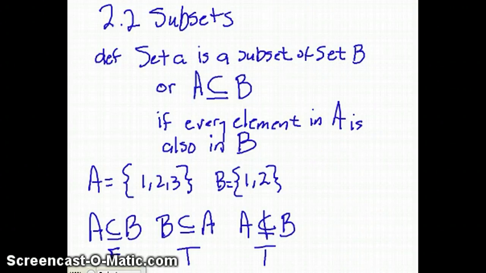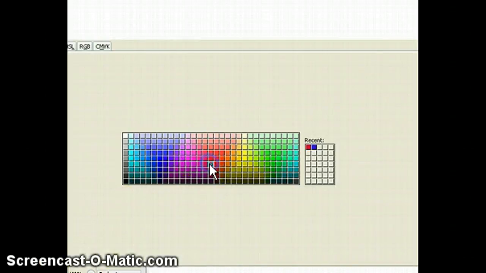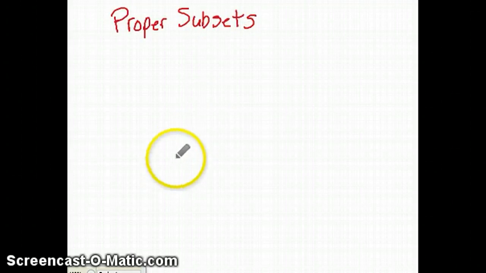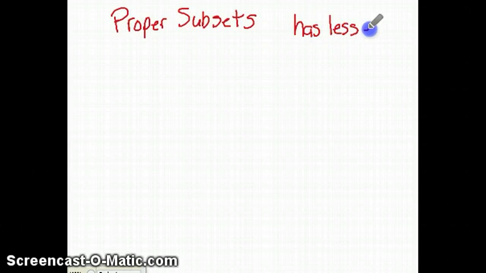Now, new page. All right, now what I want to do is I want to talk about proper subsets. Let me do this in a different color. Let's try that color, okay? All right, so proper subsets. Here's the key when you're talking about proper subsets. Has less members or less elements.